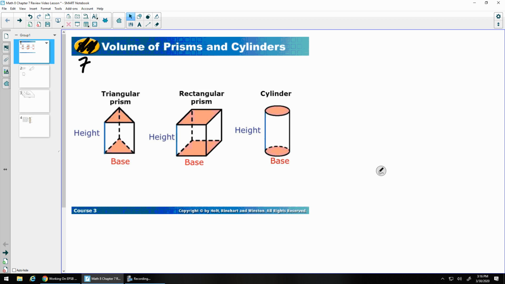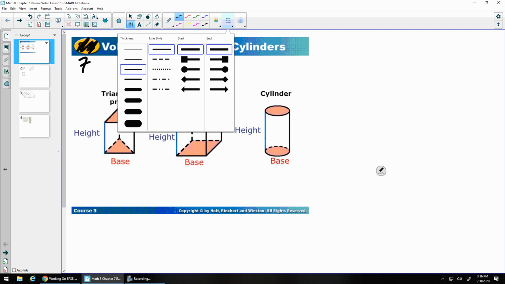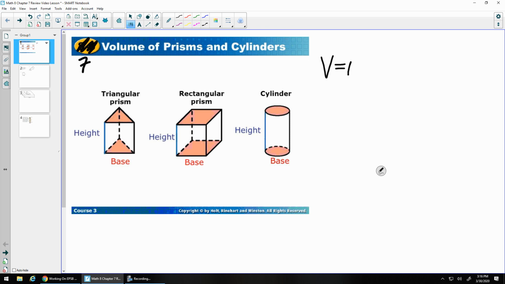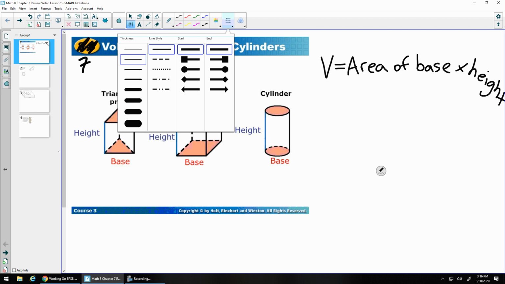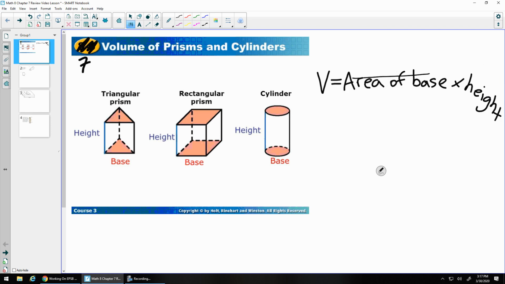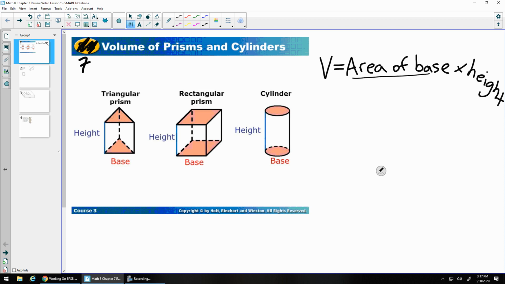And we had our basic formula for volume. Our formula for volume is equal to area of base multiplied by height. We can use this same equation, area of base times height, for all three of our shapes. So for our triangular prism, our rectangular prism, and our cylinder, we use this equation.